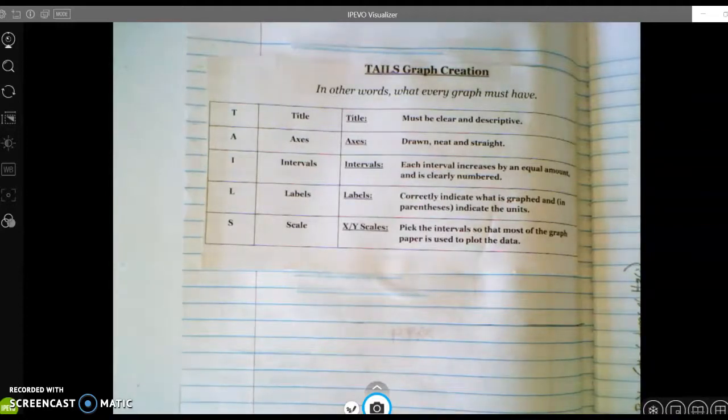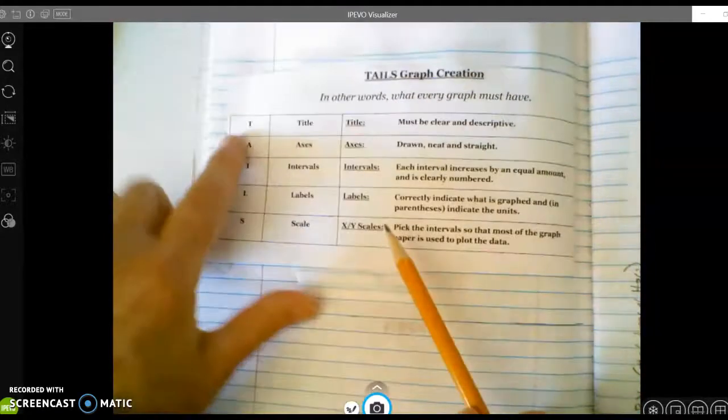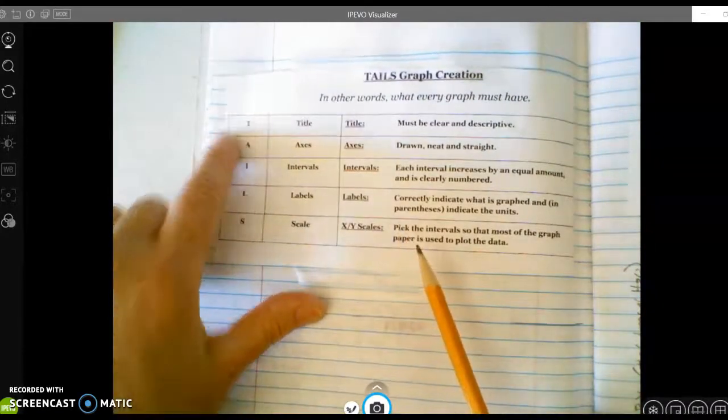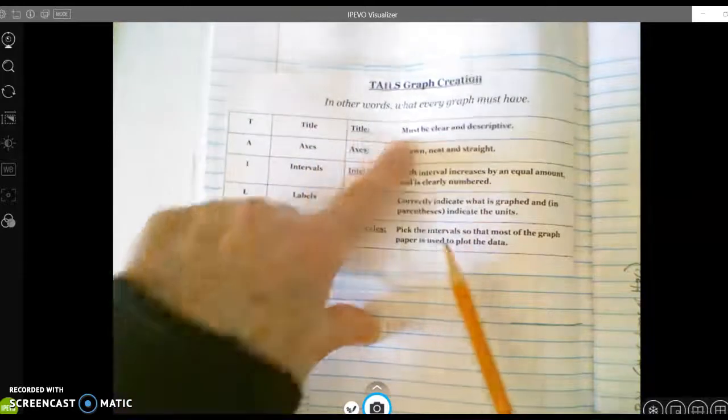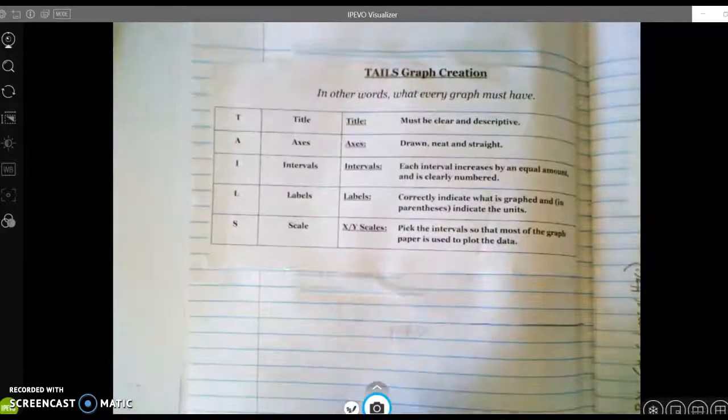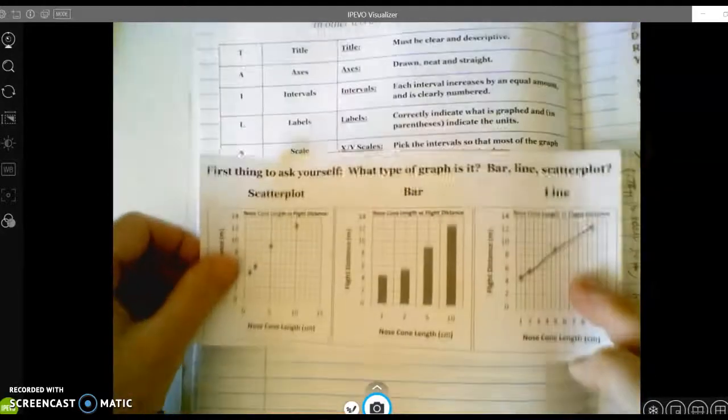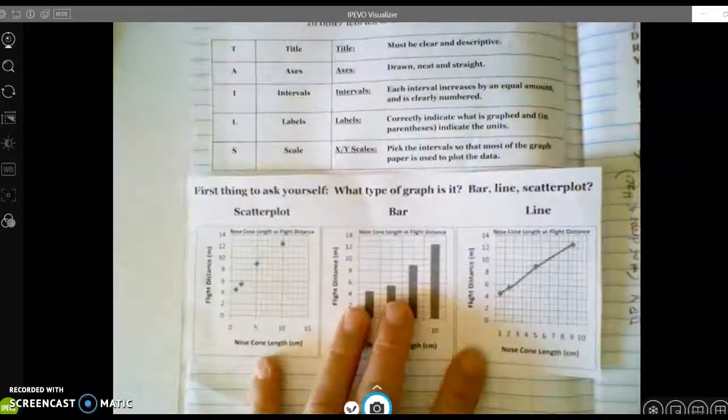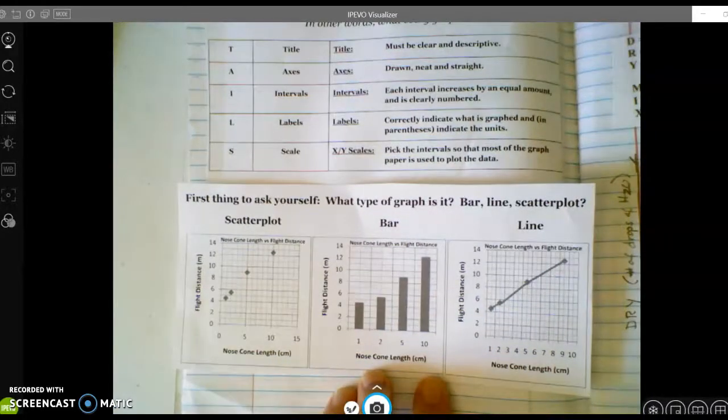So at this point, start the video again, and you're going to be writing down. You should have this T. The T in TAIL stands for title. The title must be clear and descriptive. I have some examples here. The title must be clear and descriptive.